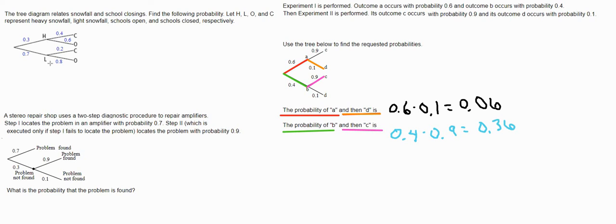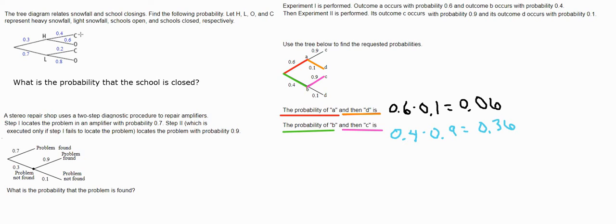So for the one on the top left, the tree diagram relates snowfall and school closings. Find the following probability, and we're going to let H, L, O, and C represent heavy snowfall, light snowfall, schools open, and schools closed respectively. And it would help to have the question. So the question is, what is the probability that the school is closed?